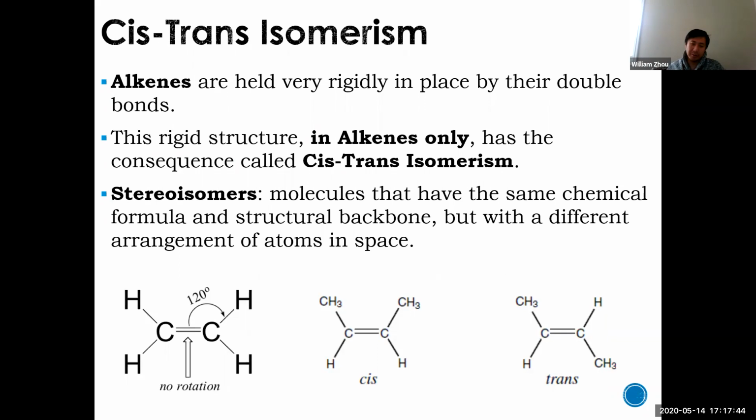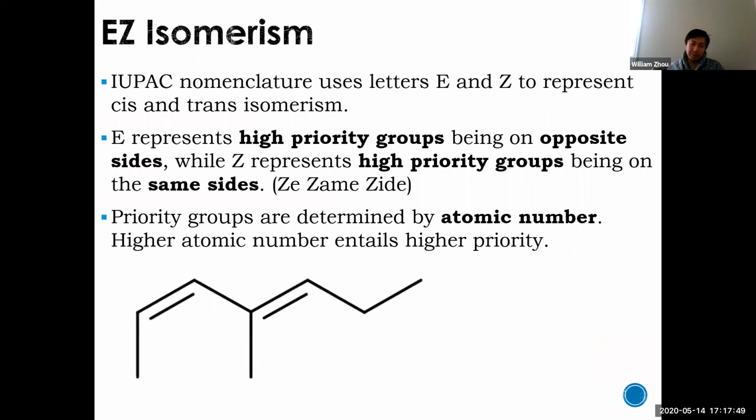Okay? So how would we name cis and trans using IUPAC nomenclature? Well, you can't simply just write cis and trans. It's not that simple. It gets a lot more complicated than that. So IUPAC invented two new letters to represent cis and trans. So E and Z.